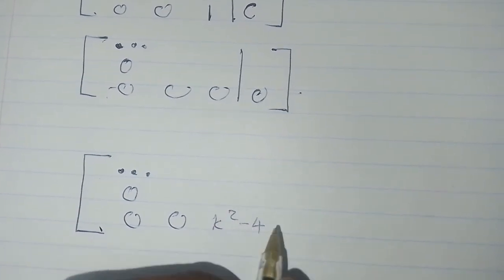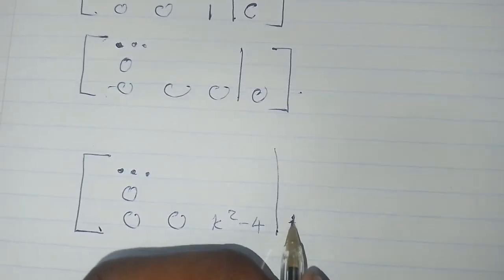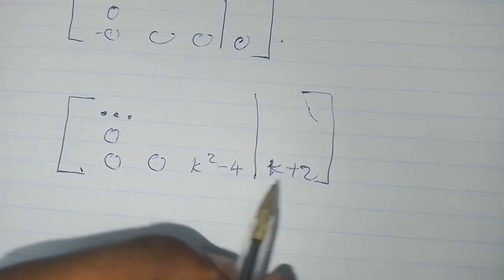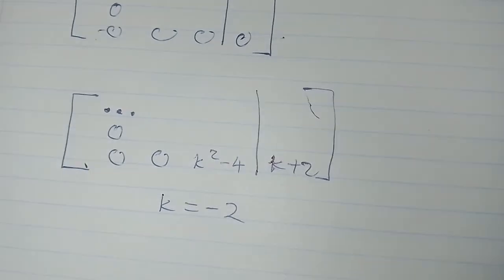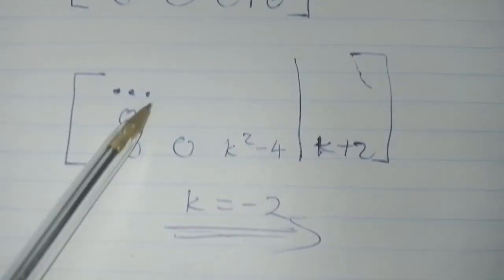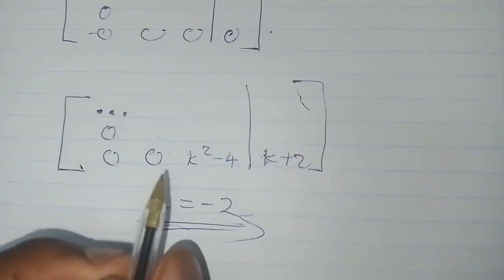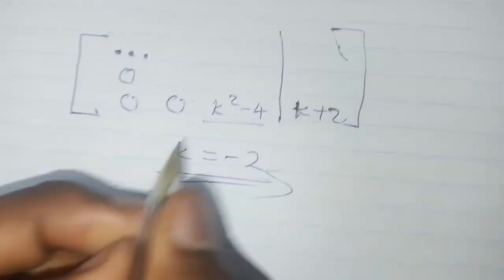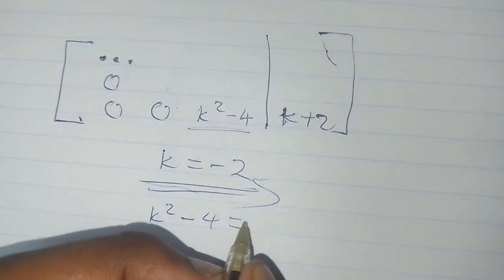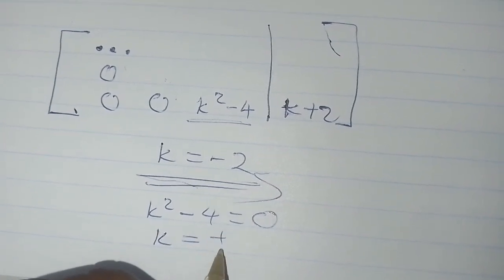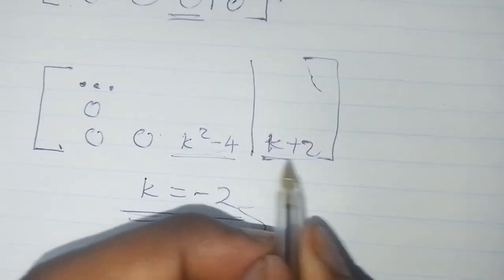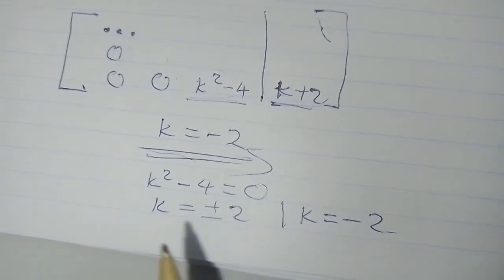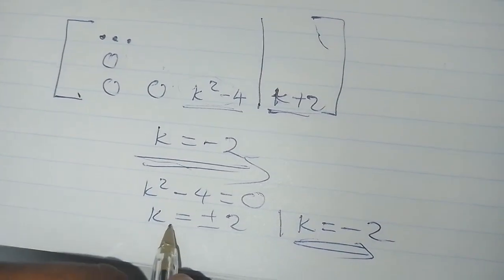Suppose you simplified your matrix and you get something like k squared minus 4, and then 0, let's say k plus 2. Where will the system have infinitely many solutions? It will have infinitely many solutions if k equals minus 2. Remember, to get infinitely many solutions, these must be 0. Setting k squared minus 4 equal to 0 means k equals plus or minus 2, and at the same time k plus 2 equals 0 only when k equals minus 2. The intersection is at minus 2 only.